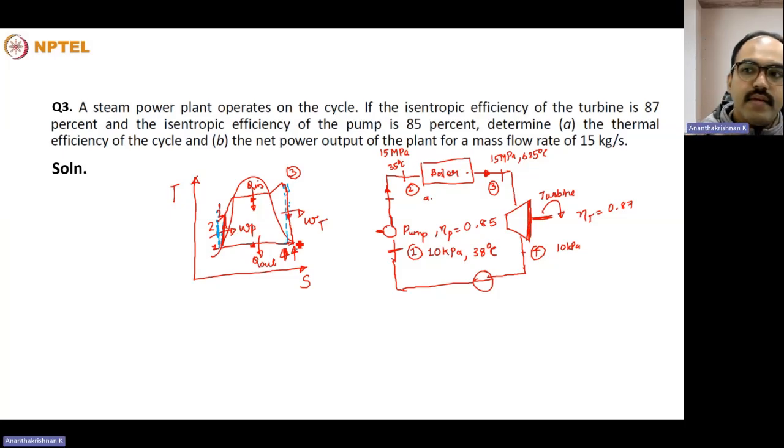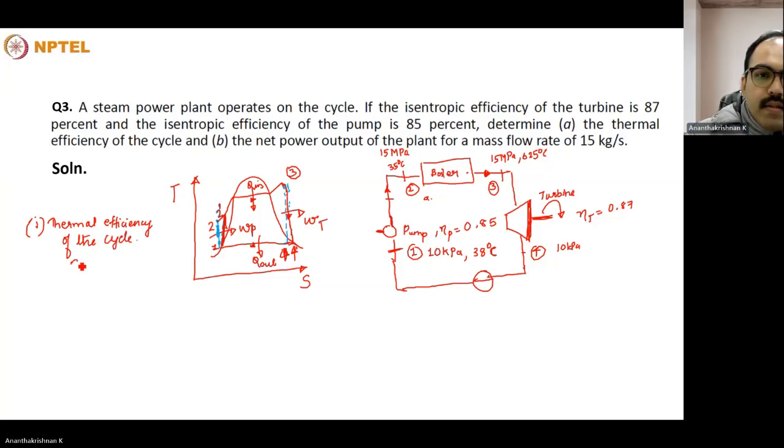So we can try to solve it straight away. You have to determine the thermal efficiency of the cycle first, and then the net power output of the plant for the mass flow rate of 15 kg per second. So it's a straightforward problem. First, we have to calculate the thermal efficiency of the cycle. The thermal efficiency is given as the work net, the net work output from the cycle, divided by the heat input Q in. This is in the boiler.